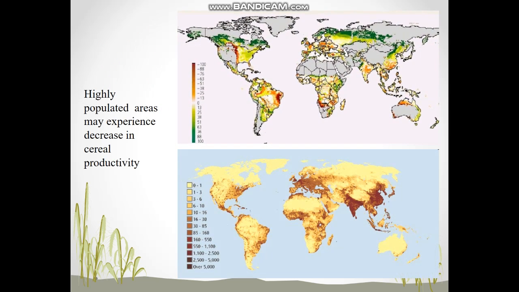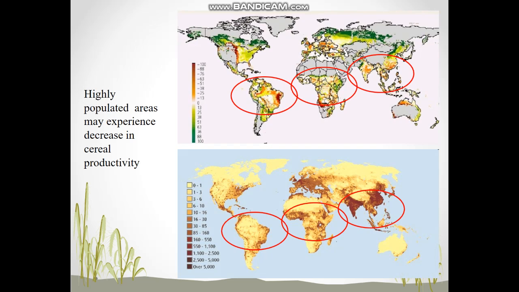These areas which will have a higher decrease in crop production also have high population density, like South and Southeast Asia, Central Africa, and the northern part of South America, suggesting that there will be less food for a growing population, and they will become poorer and poorer.